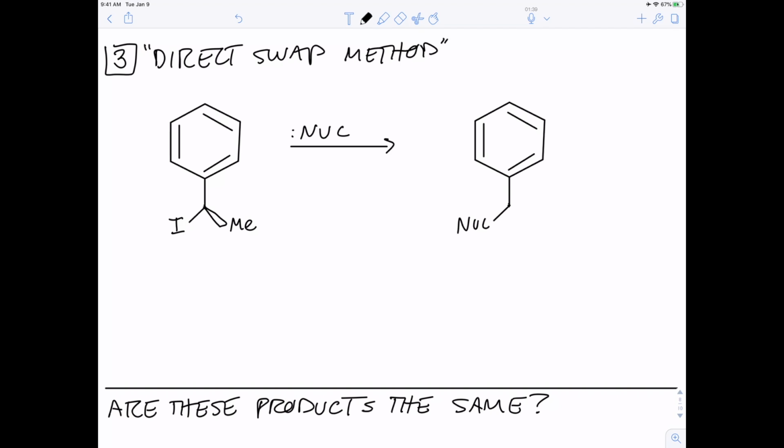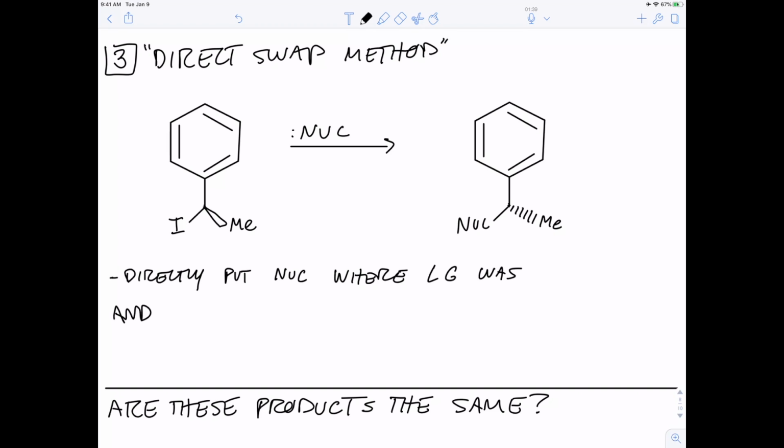When we do it that way, we haven't really represented the inversion at all. It would just look like, oh, it's the same thing. So we have to change the wedge dash on our other R groups, whatever they are, to represent the inversion that way. So for the direct swap method, directly replace the leaving group with your nucleophile group and swap the wedge and dash.